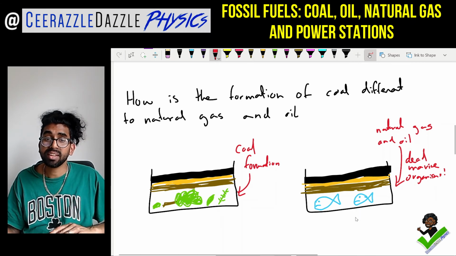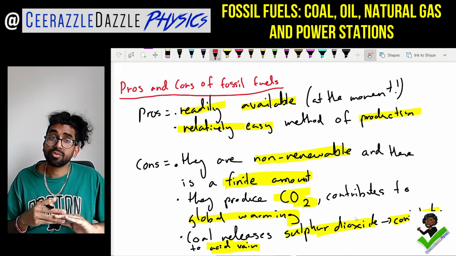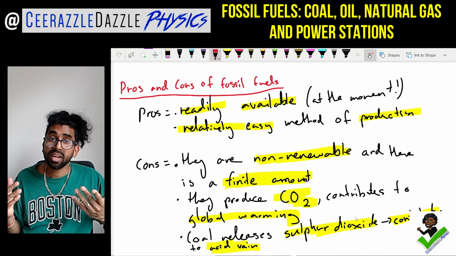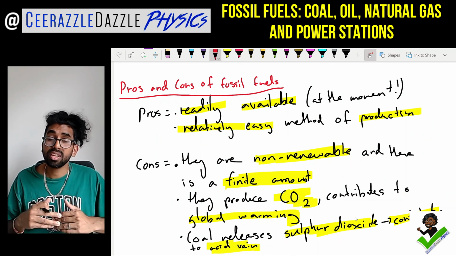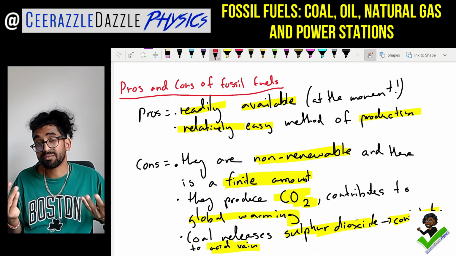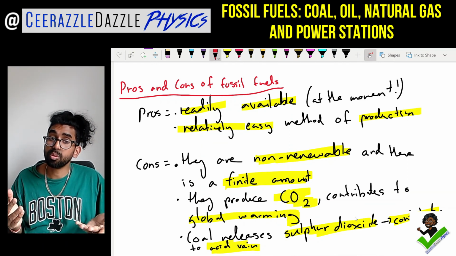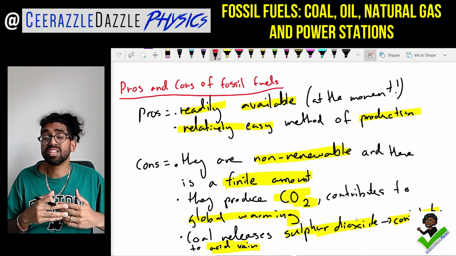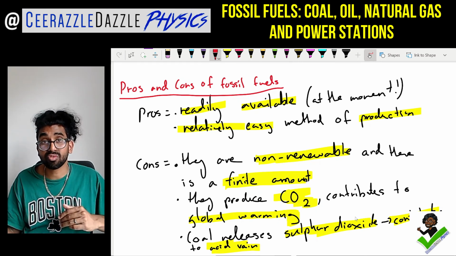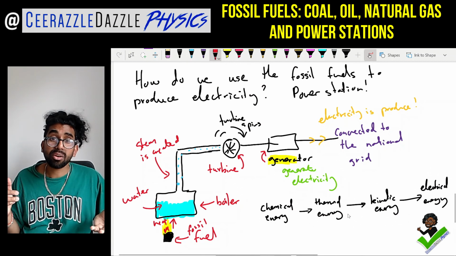Make sure that you're aware. Then we outlined the pros and cons of fossil fuels. The pros, it's readily available, relatively easy method of production, but they are non-renewable, and there's a finite amount. There's also a lot of CO2 emission which contributes to global warming, and coal in particular releases sulfur dioxide which contributes to acid rain.